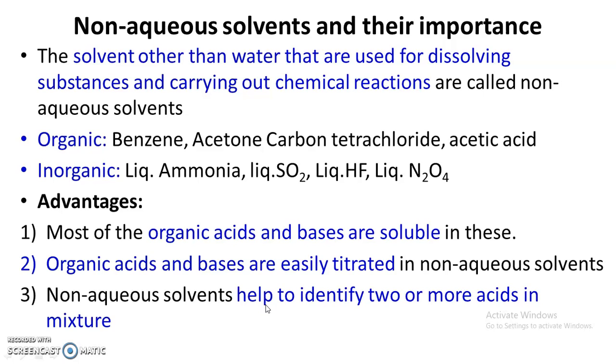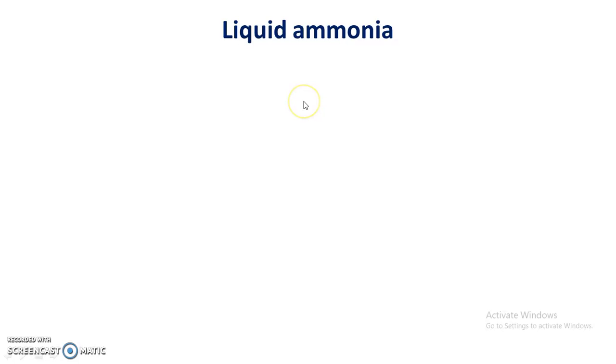In addition to advantages, there are certain disadvantages of non-aqueous solvents also. They are generally expensive, volatile, and toxic, and therefore they have to be handled carefully. Now we are going to discuss an important non-aqueous solvent, that is ammonia.